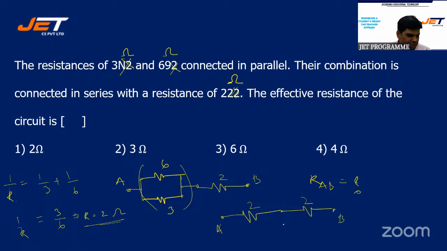Now 2 and 2 in series is nothing but 4. So the answer is 4. Students, 6 and 3 are in parallel. I got that as equivalent 2. That 2 is in series with 2.